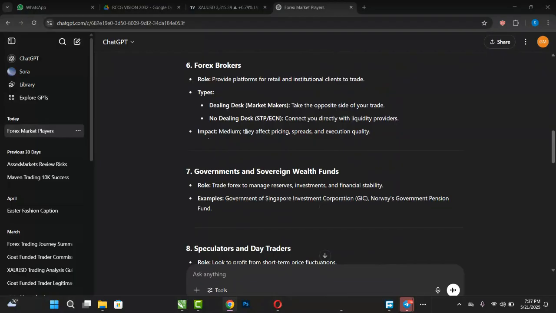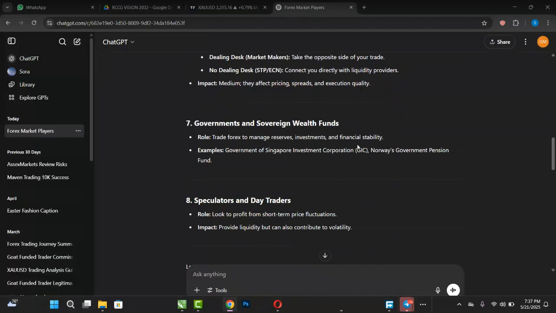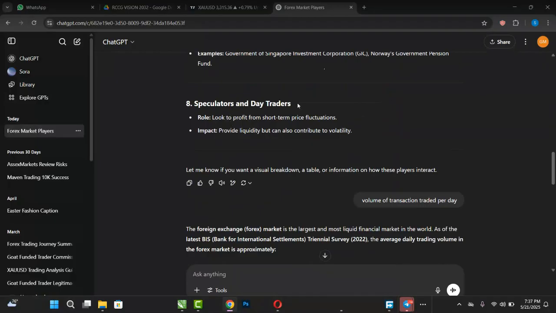Impact medium, they affect pricing, spread, and execution quality. Then we have government and sovereign wealth fund. Then we have speculators and day traders. All these ones are just the same lower cadre of people. You understand? So all the speculators look to profit from short-term price fluctuation. They provide liquidity but can also contribute to volatility.